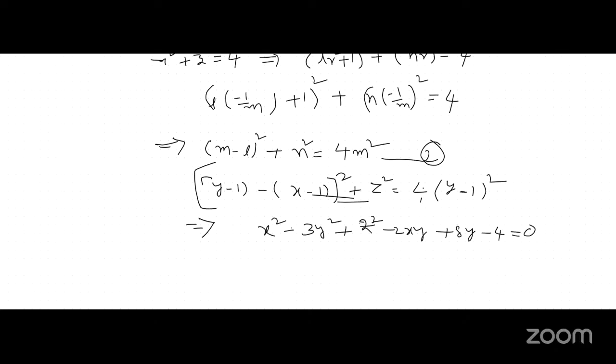Okay. First we find the line. Let's take one point that lies on this curve, substitute, and then we'll get this equation. So we'll solve one more problem.